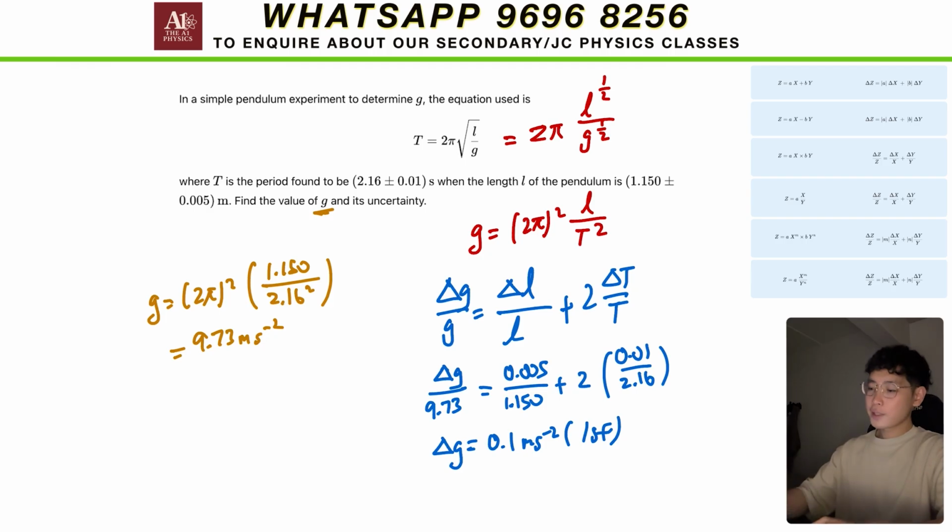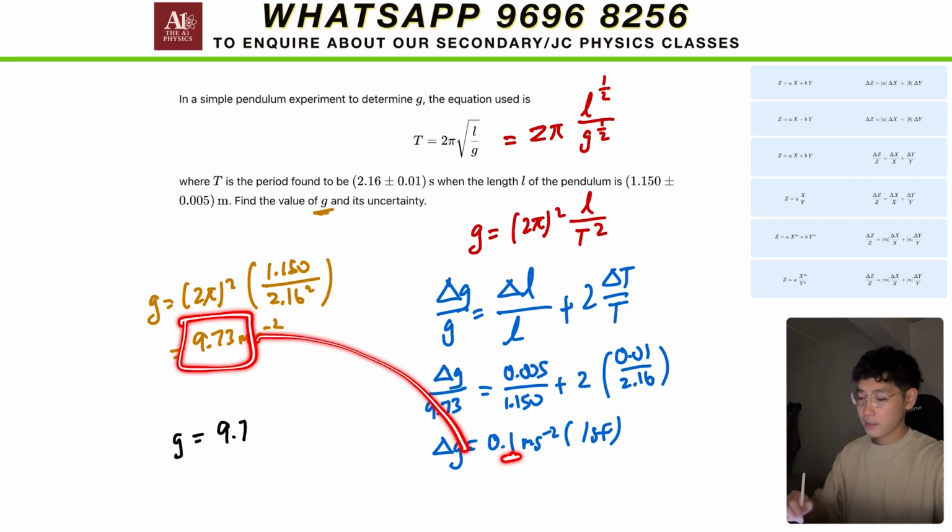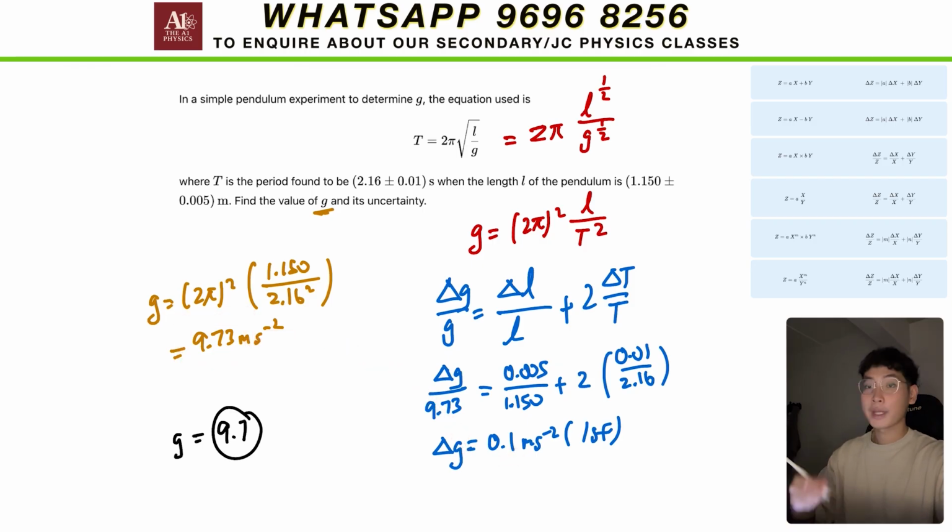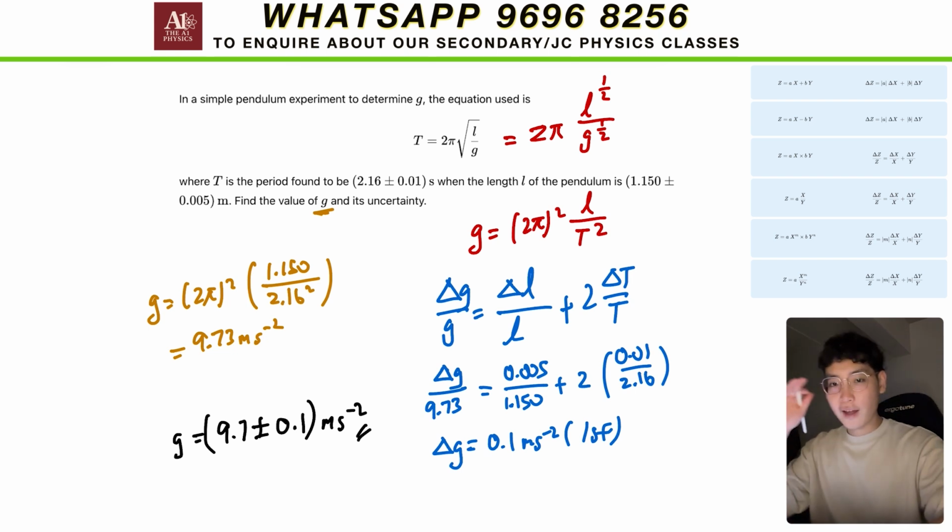So the value of g together with its uncertainty will be g equals 9.7. Now our uncertainty is in 1 dp, so our actual measured value has to follow the same dp as this. So we want to leave it in 1 dp as the final answer. So it would be 9.7 plus minus 0.1, whole thing, meters per second squared. And that's how to solve uncertainty questions.